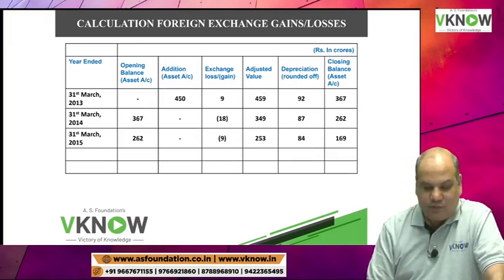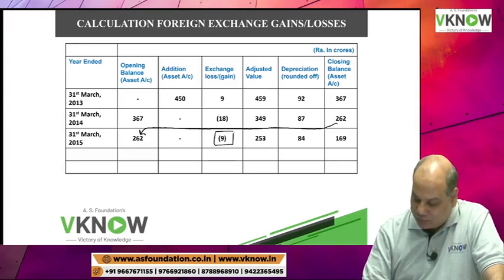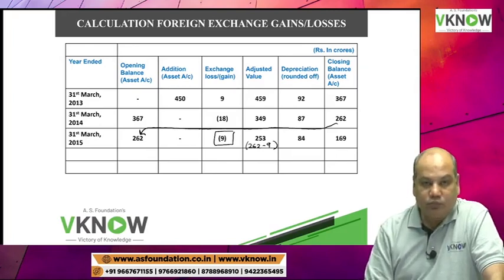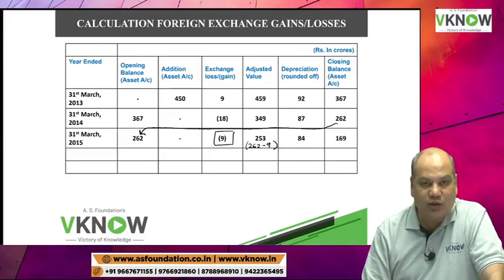Okay. 31st March 15. This 262 is the opening balance and the exchange gain is 9. Calculation done. So the adjusted value will become 262 minus 9. This 9 will be credited to the asset account instead of the P&L account. That is what this para 46A says. You don't have to credit the P&L account. You can credit the asset account and change the depreciation.